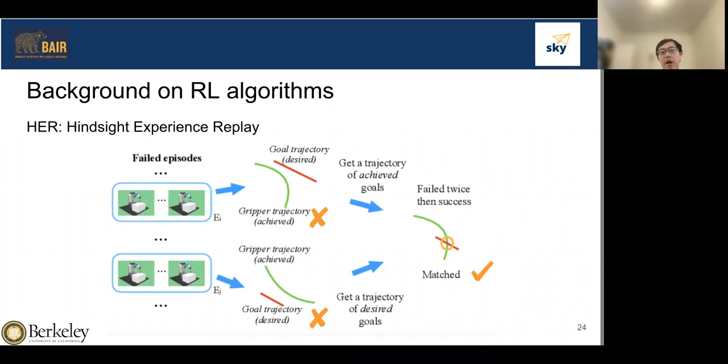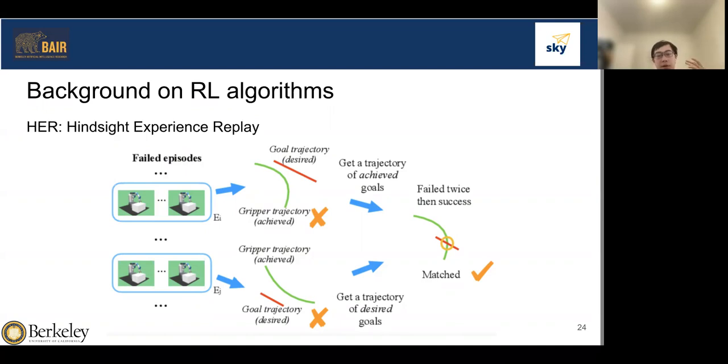And then everything's fine. But if you have a failed trajectory, for example, if I want the robot arm to grasp a cup, but it actually grasps an apple at the very end, then this interesting thing happens. What we could do is relabel the goals, based on the state achieved by the gripper.